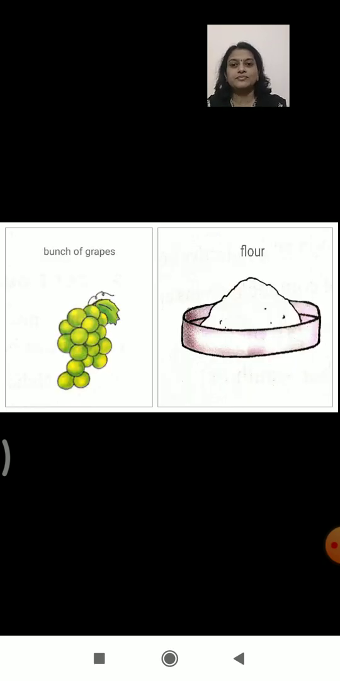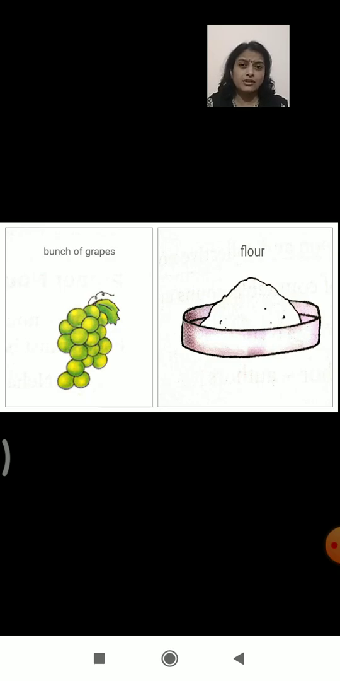Now one more picture. It is about a bunch of grapes. And the other picture is of a flower, right? Now bunch of grapes. You can count the bunches also, right? You can count them. But what about flower?